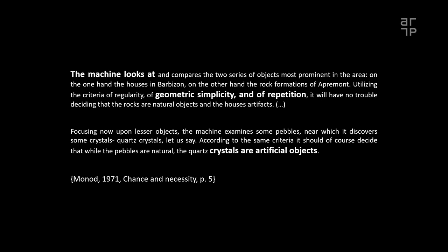The machine looks at and compares two series of objects. On the one hand, the houses; on the other hand, rock formations. Utilizing the criteria of regularity, of geometrical simplicity, and of repetition, it will have no trouble deciding that the rocks are natural objects and the houses artifacts. Now the machine examines some pebbles, near which it discovers some quartz crystals. According to the same criteria, it should of course decide that while the pebbles are natural, the quartz crystals are artificial objects.